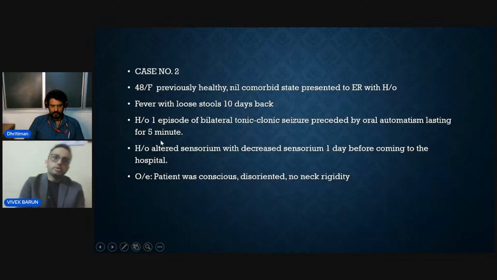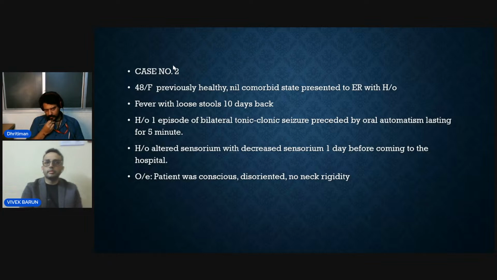Coming to case number 2. So she is a 48-year-old female, previously healthy with no comorbid state. She had a history of fever with loose stool 10 days back before coming to the hospital. On the day of the admission, she had one episode of tonic-clonic seizures, which was preceded by oral automatism, and it lasted for 5 minutes.